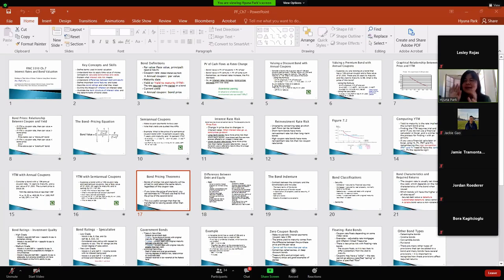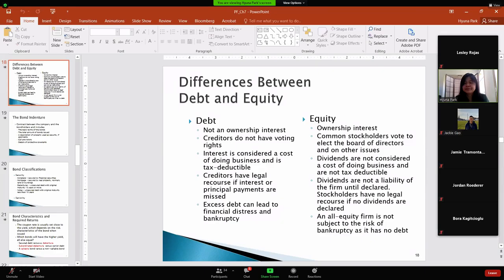In that kind of context, try to fit this bond theory into that overall big picture. That's why in this slide, we have the difference between stocks and bonds. When companies raise capital, what are the differences between issuing bonds to raise capital versus issuing stocks to raise capital?